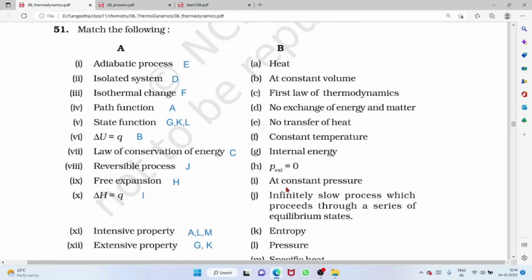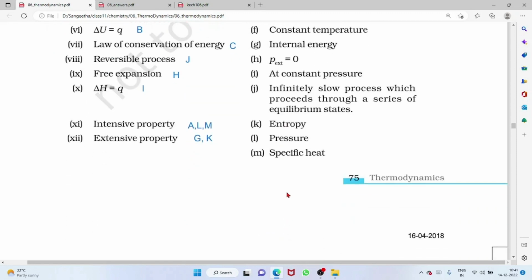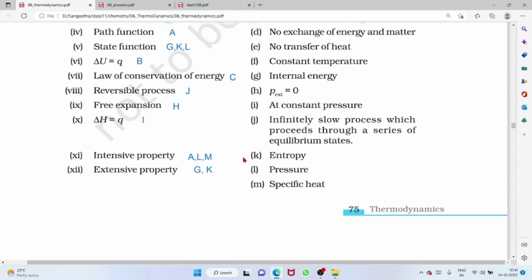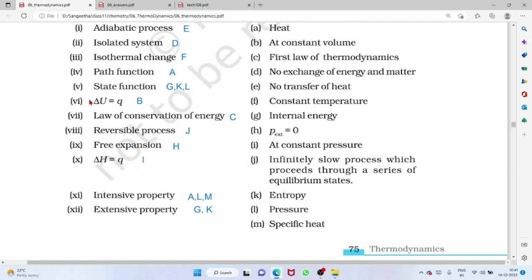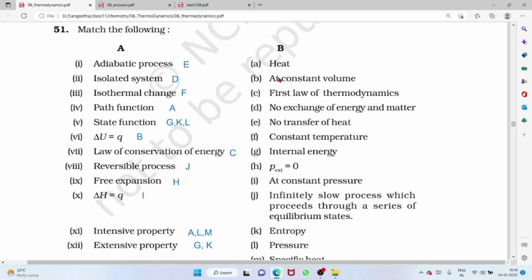Internal energy is a state function. Entropy is a state function. Pressure is a state function. Delta internal energy change is equal to the heat at constant volume. Law of conservation of energy: first law of thermodynamics.